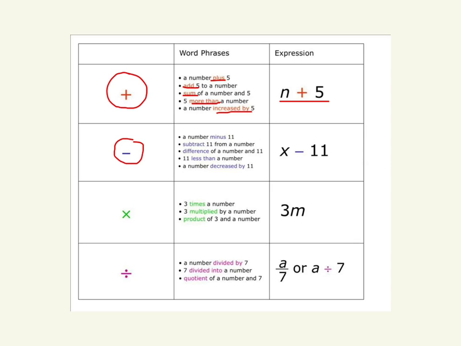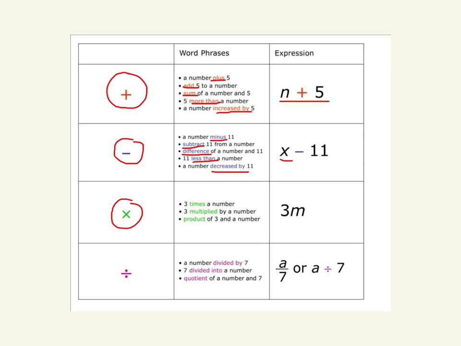Alright, let's take a look at subtraction. All the keywords for subtraction might be minus, subtract, difference, less than, or decreased by. In the expression over here, a number decreased by 11 would be written x minus 11. Or subtract 11 from a number, that would be x minus 11. And the variables are always interchangeable, meaning this doesn't have to necessarily be x. It could be n or a or b or whatever you want it to be.